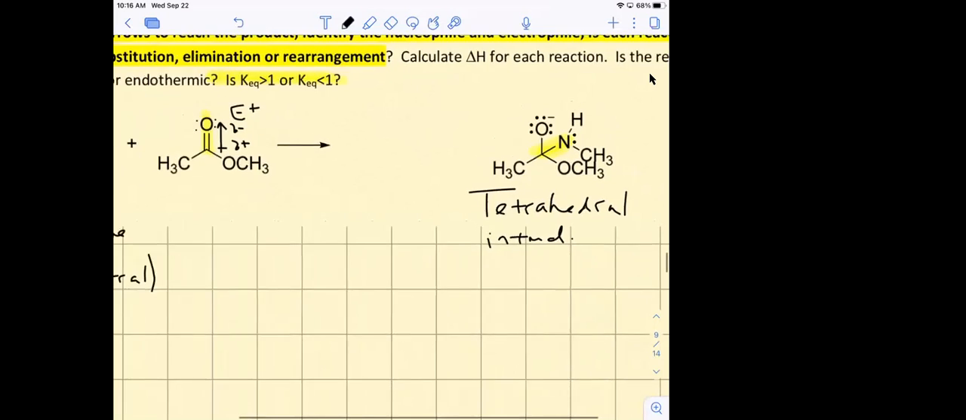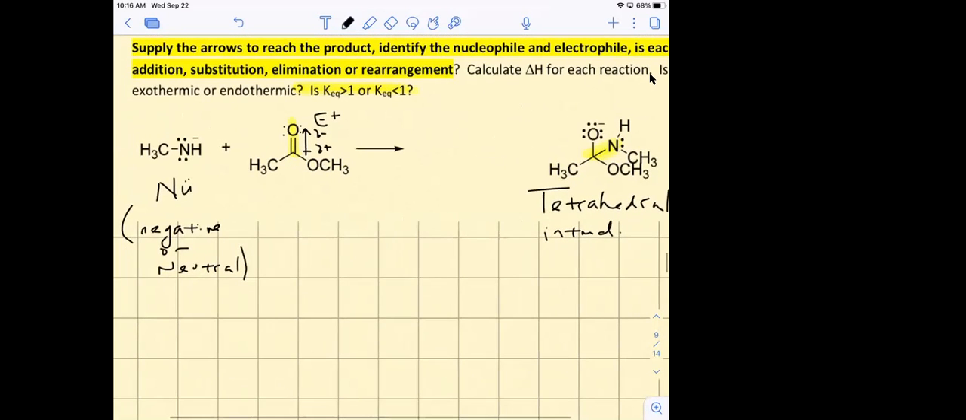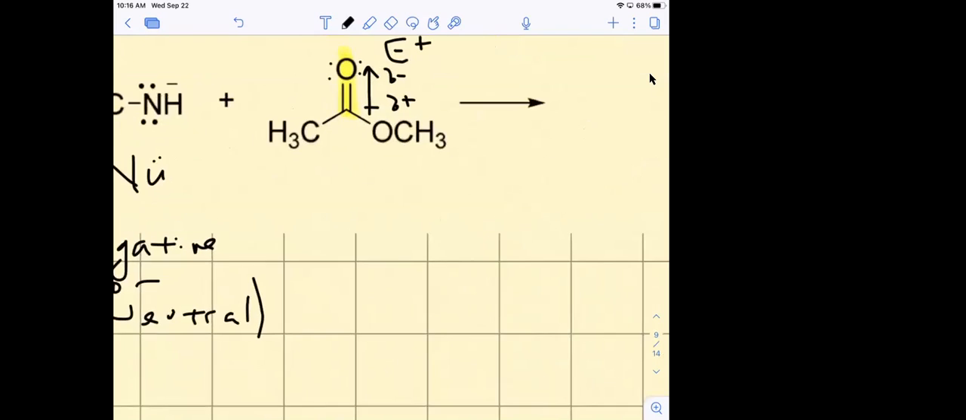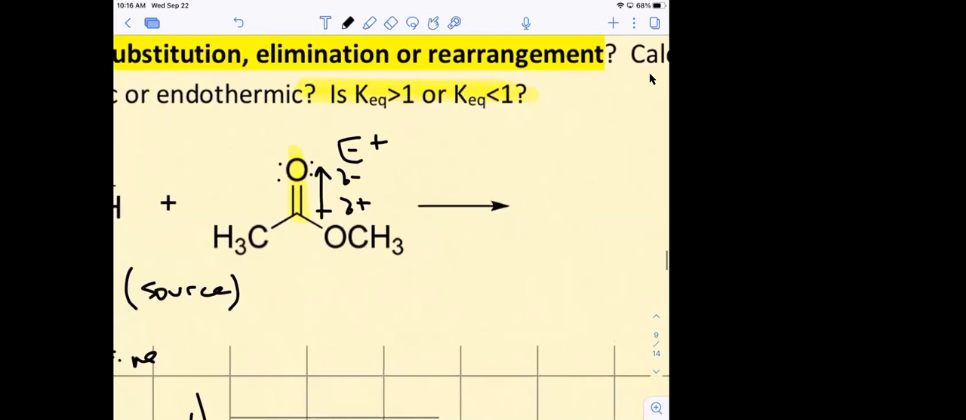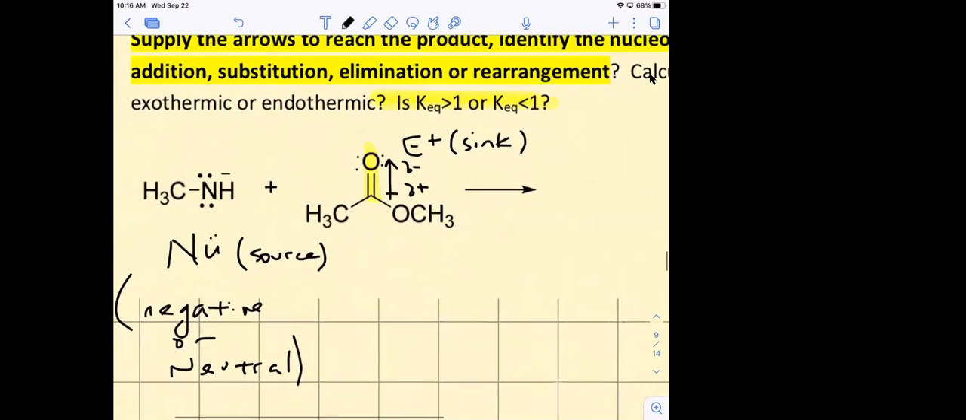So let's put the arrows in. Where are the arrows going to start and where are they going to stop? Again, if you're reacting a nucleophile and an electrophile, your arrows always start at the nucleophile, or the source, and they end up at the electrophile, which is the sink. So source to sink. So where do I start my arrow?